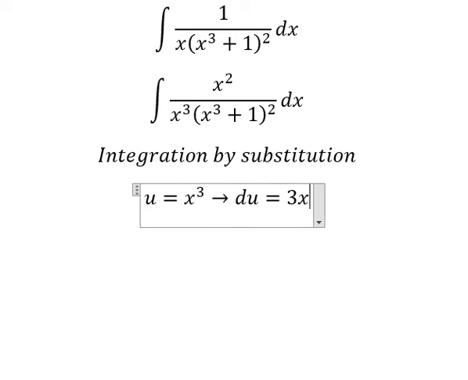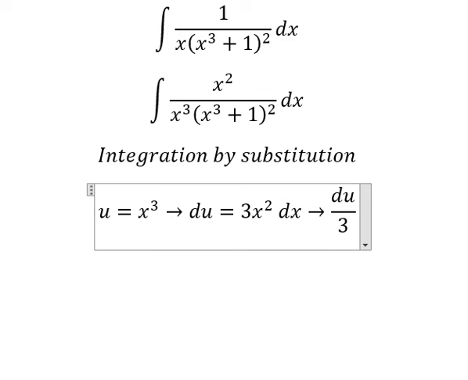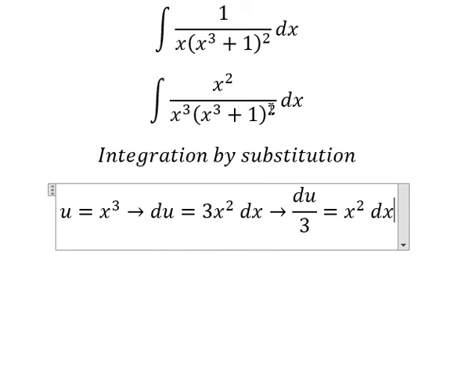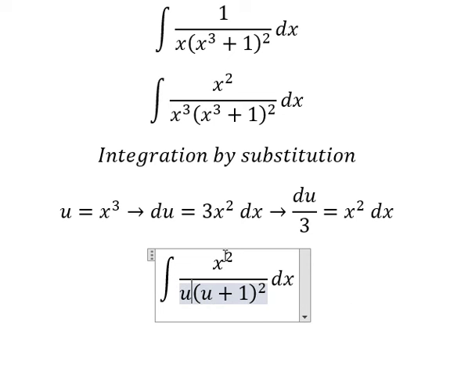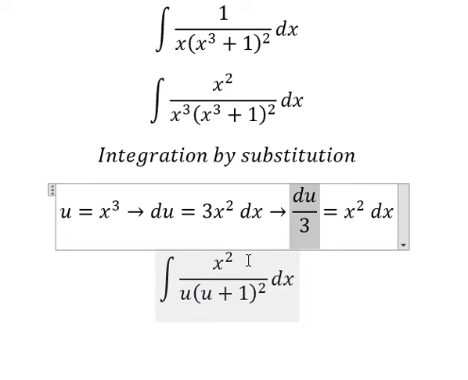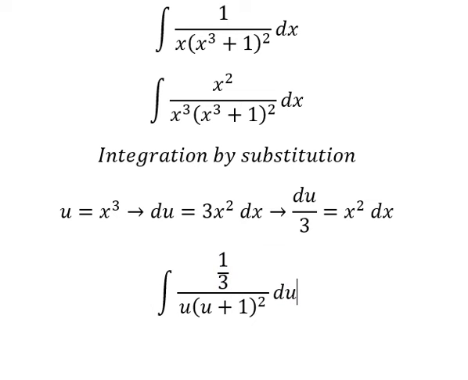You get 3x squared dx. Next, because we don't have the number 3 in here, we need to divide both sides by 3. So this one we change by u, and x squared dx we change by this one. And you get it like this.